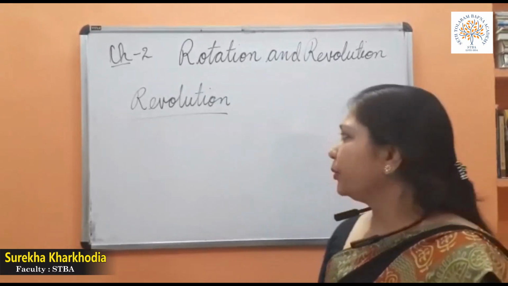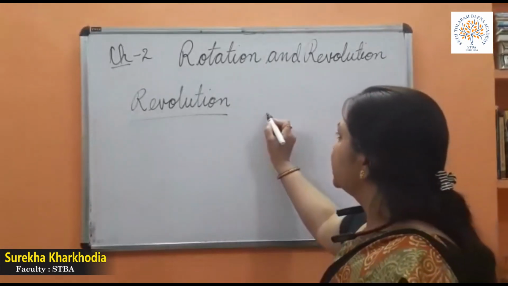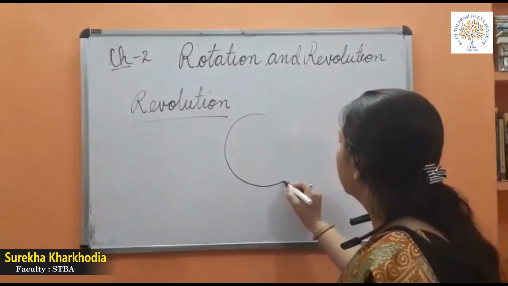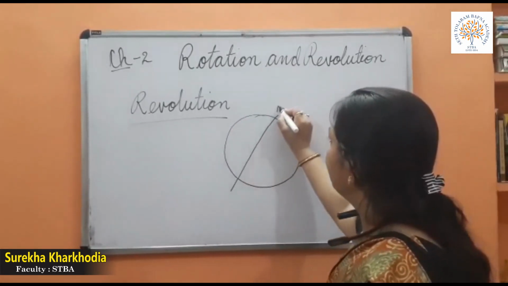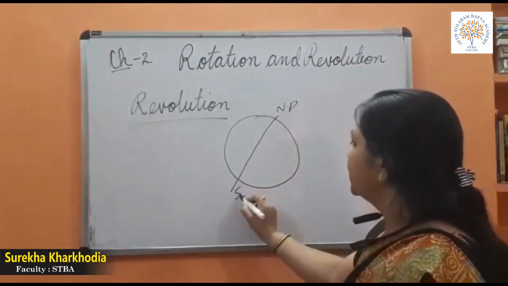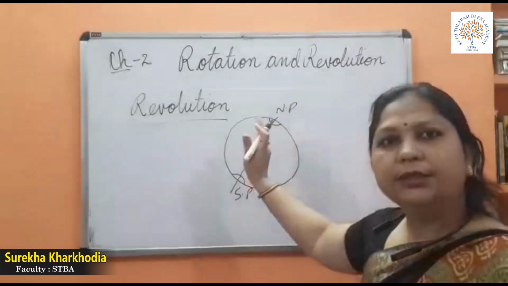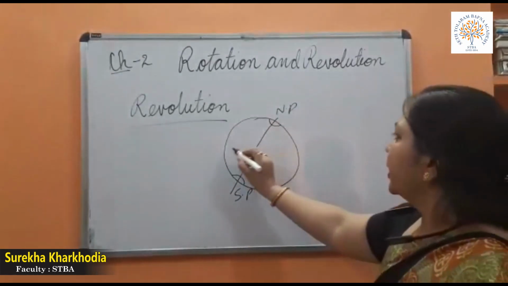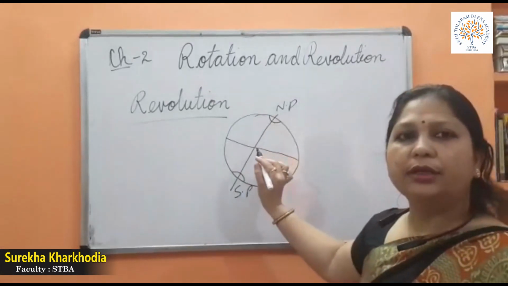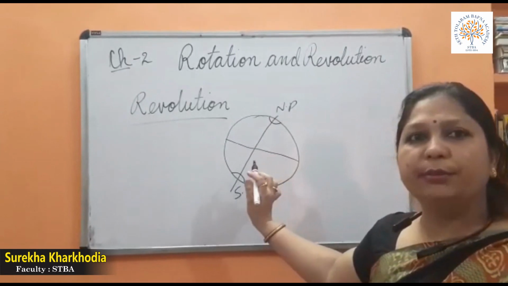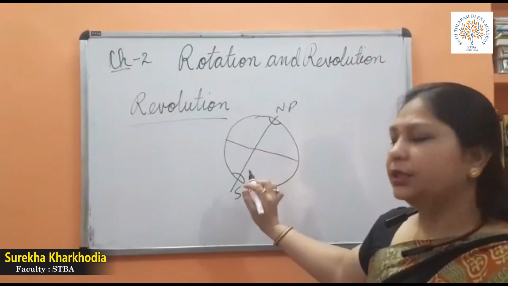Now just see, I have already taught you that earth is slightly tilted. This is the earth, this is slightly tilted. This is North Pole and this is South Pole. They are slightly tilted. And this is equator. We should not forget equator. Whenever we are learning about the earth, the equator is the main part. From that only we will be able to find out the seasons.